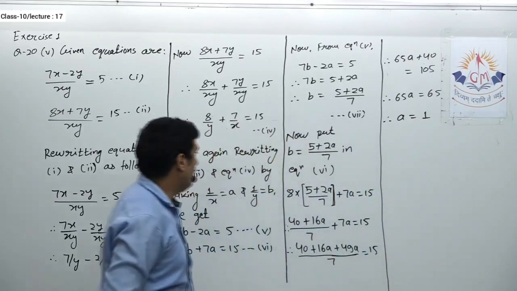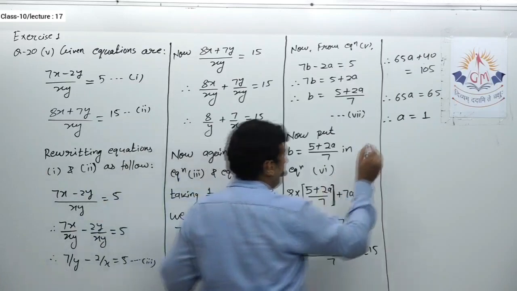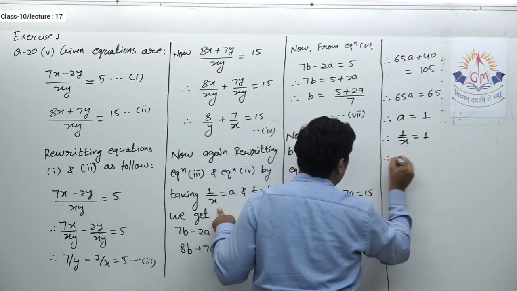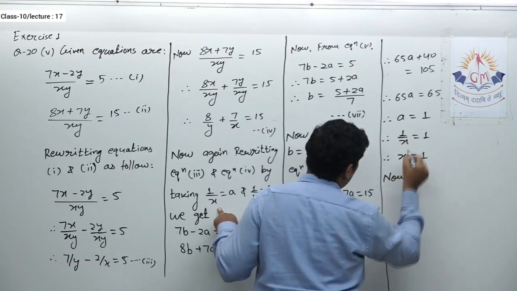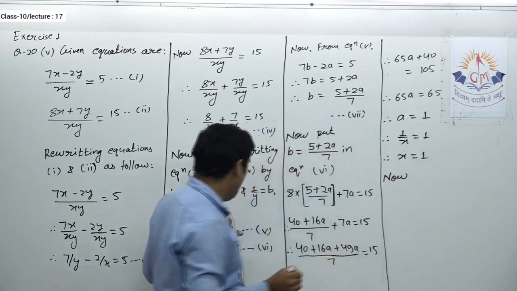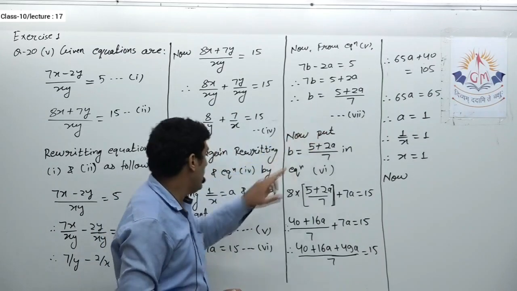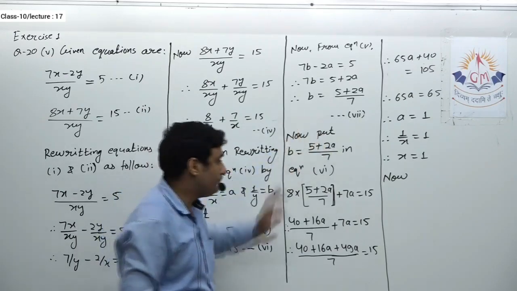So here we got the value of a. But a is equal to 1 upon x. So therefore, 1 upon x equal to 1, and therefore x is equal to 1. Now next we have to put this value of a equal to 1 in either of these two equations. So I will go with this.